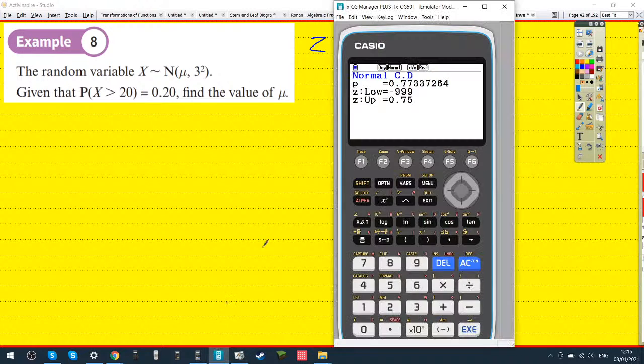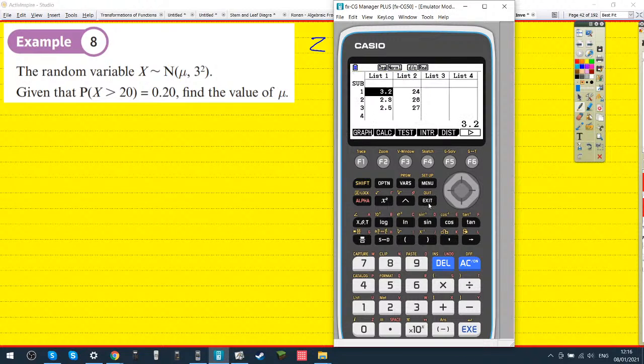Well, one way you could do it, a terrible way, but one way, is: X is greater than 20, so lower is 20, upper 999. Standard deviation is 3. And when it comes to mu, we could just try lots of different stuff. So we could try 7, and that gives us a very small number. We could try 15. That gives us 0.04. We know that it should be 0.2. And you could try different means until you got something close to 0.2. So that's a pretty terrible way to do it.